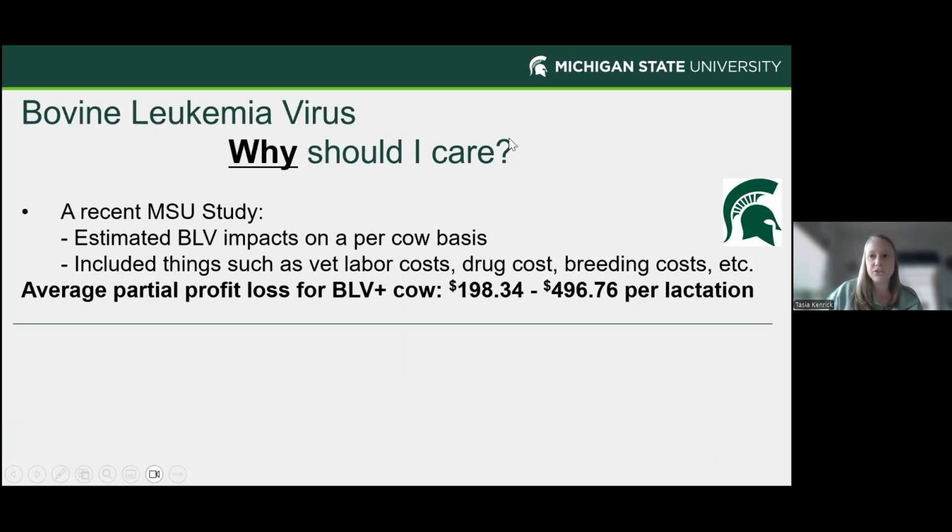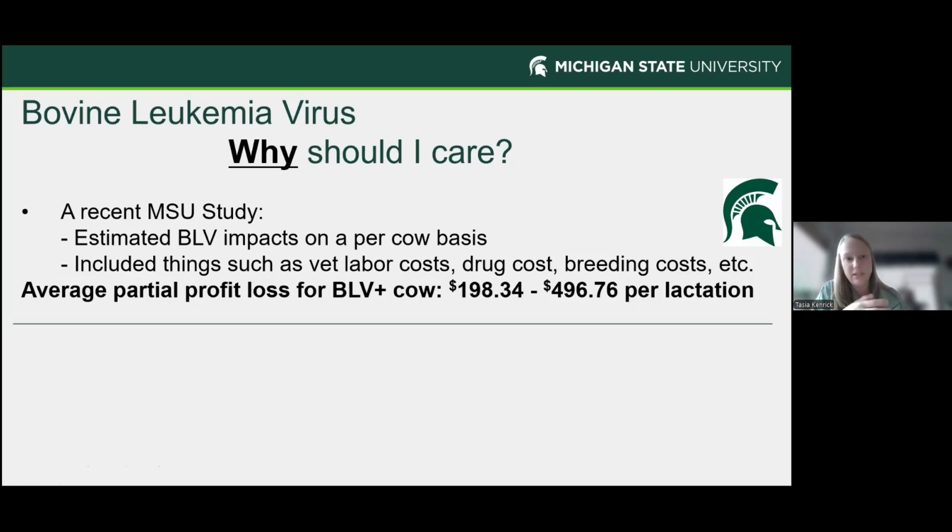Recently, we had a master's student graduate, and I say recently, it's probably been 2 years now, that did a partial profit loss with some of the farms we've worked with, and they estimated the BLV impacts on a per cow basis. Because BLV affects the welfare of the animal and they're immune compromised, they're more likely to be sick with other illnesses. So sometimes it's hard, especially when you're looking at budget, to piece out what's due to BLV and what's due to some other things, because it's integrated within that one animal.